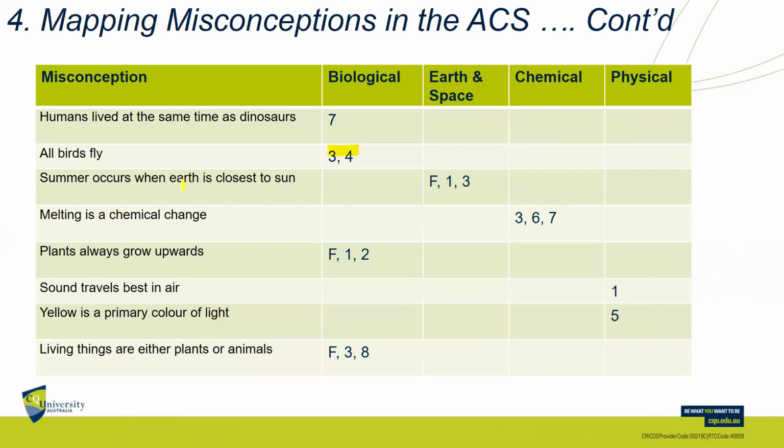Summer occurs when Earth is closest to the sun. Melting is a chemical change. It's an interesting one. Look, it appears a couple of different year levels. Plants always grow upwards. Very interesting one. Sound travels best in the air. Interesting. Yellow is a primary colour of light. And living things are either plants or animals.